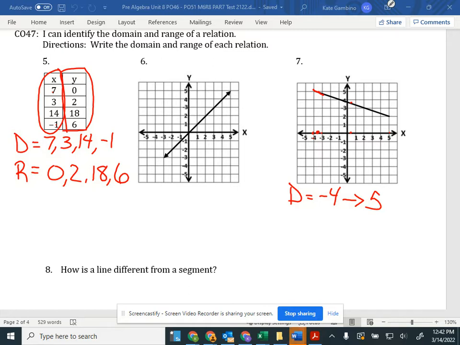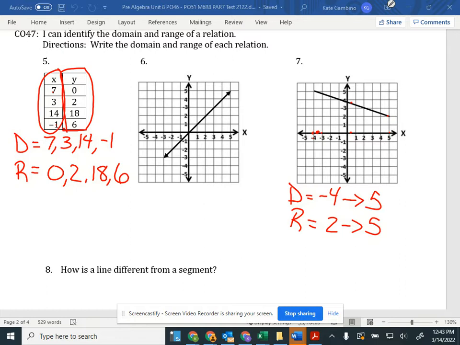It covers all of them. For the range, it would be from 2 up to 5. So when it's that segment, you have to make sure that you're including all of those numbers in there, not just the whole numbers. When it's a function table, it's just what is listed for the x and the y. Big difference between the two. A lot of us got confused by that.